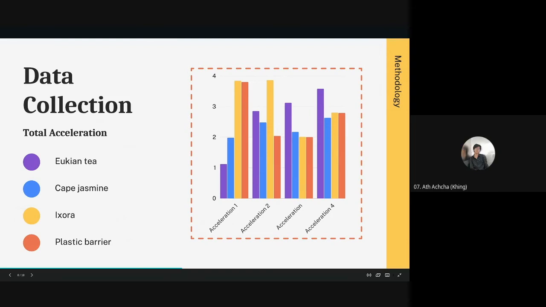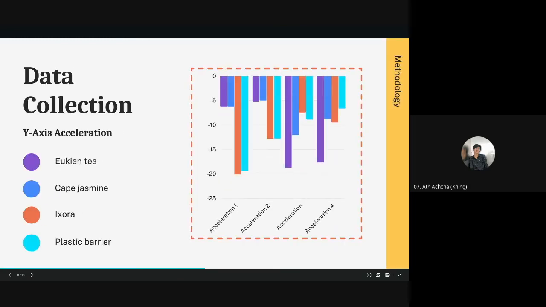So the next one is about the data collection. We get this data from the sensor in the application. The first graph is about the total acceleration. We collected the acceleration from the four situations.